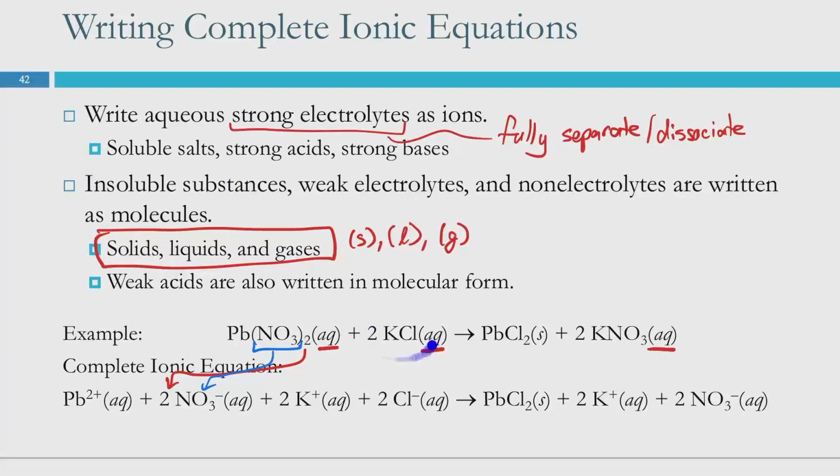For potassium chloride, we've got 2 potassium chlorides, so we've got 2 potassiums. We've also got 2 chlorides. So that distributes to both of those. On the product side, the right side, our lead 2 chloride is a solid, and so we just simply rewrite it as lead 2 chloride. And then our 2 in front of our potassium nitrate distributes again, so we've got 2 potassium ions plus 2 nitrate ions. And we're going to be writing a whole lot of AQs for these.